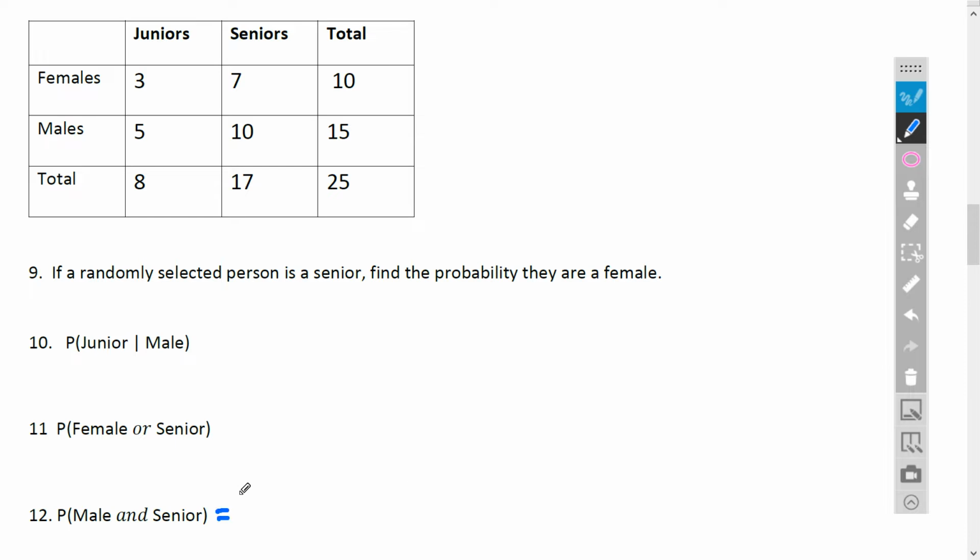Probability of male and senior, well, this is pretty straightforward. Just look at male and senior. There's 10, so 10 over 25, which is 2 over 5.